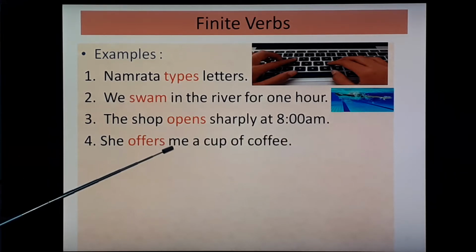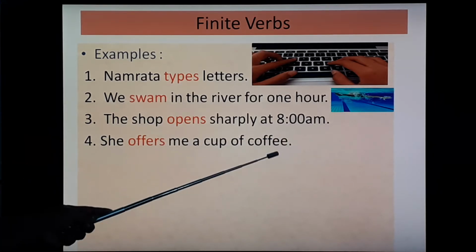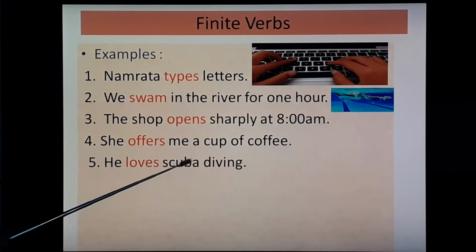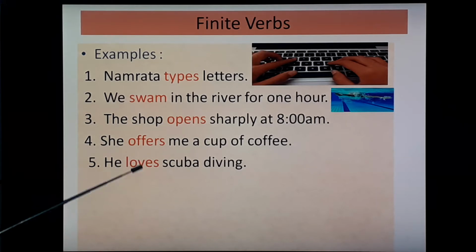She offers me a cup of coffee. So offers, that is related to particular tense and that is simple present tense. That is why offers, that is finite verb. He loves scuba diving. So loves, that is related to simple present tense. That is why this is finite verb because it has definite relation with the subject, he.